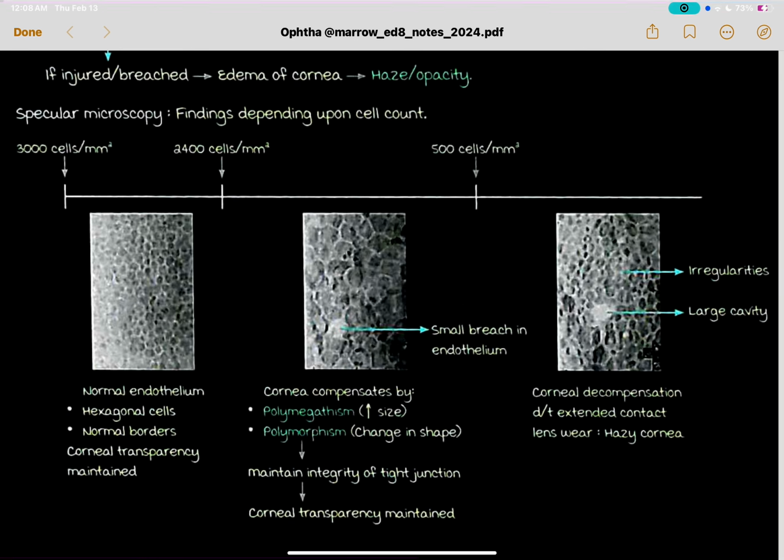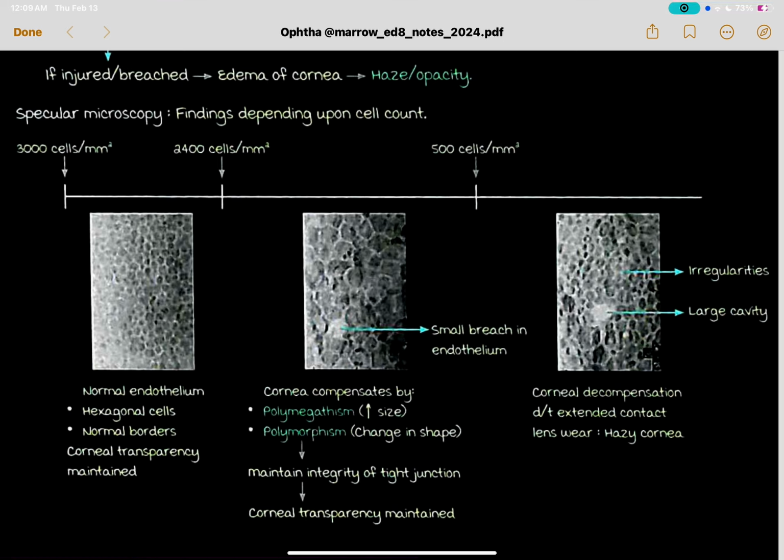Specular microscopy: findings depending upon cell count, from 3000 cells per millimeter squared down to 500 cells per millimeter squared. They have shown the corresponding images.